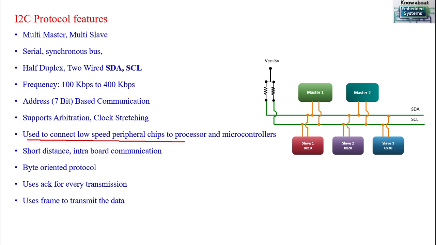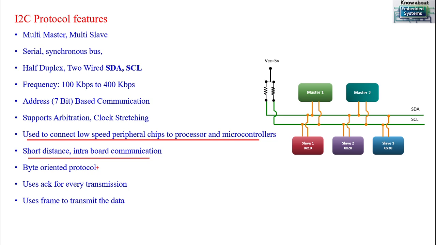It is used to connect low-speed communication devices. I2C is designed to connect with low-speed communication devices like your LCD or your memory unit, or maybe even a microcontroller which is running at low speed. So in such situations, we will use I2C. For short distance communication, less than 1 meter or less than 50 centimeters, we will use this I2C protocol.